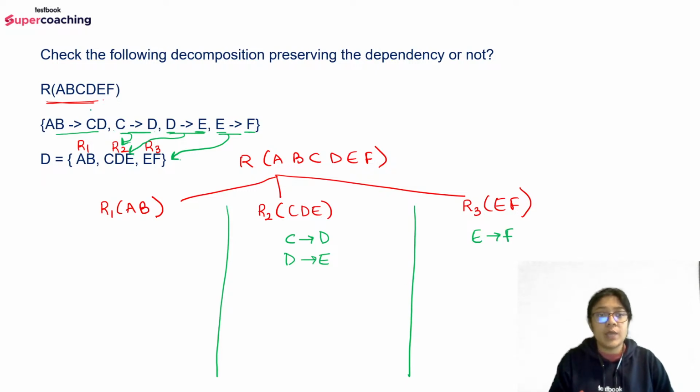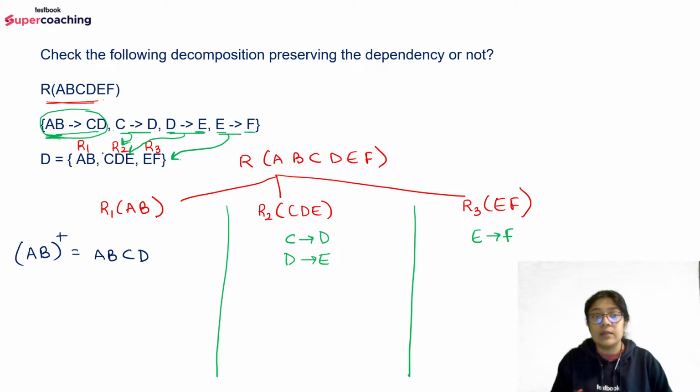Only in which one is the problem coming? A, B determines CD. For this, we need to find out the attribute closure. What will be the starting point? Since the functional dependency is starting from AB, we'll find out AB closure. Where will we find it? Wherever both these attributes are coming, it is a part of relation R1. So when I'll be finding out AB closure here, although the answer is clearly visible to us, still AB closure is AB. AB is determining CD. C is determining D, D is determining E, E is determining F.